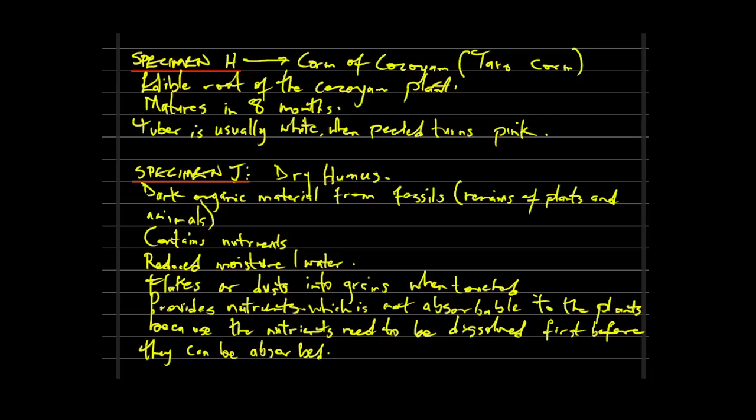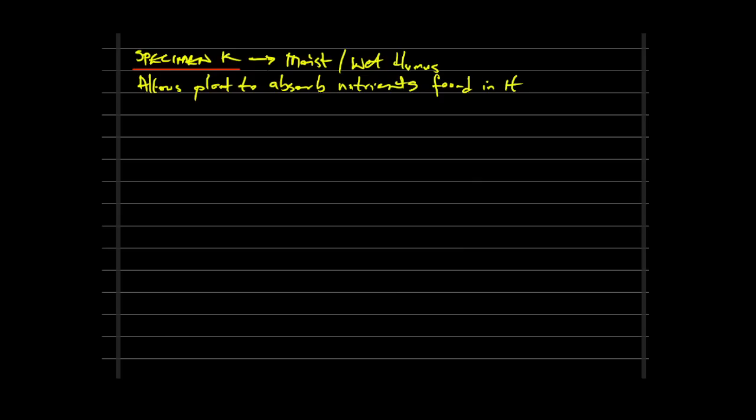Also, let me quickly add that it has no living organism. There are no microbes. Absence of microbes in this particular part. So these are the major differences between the specimen J, which is the dry humus, and the specimen K, which is the moist humus.